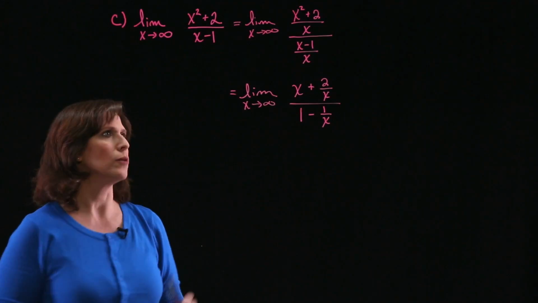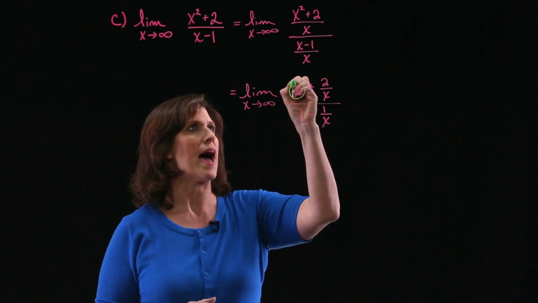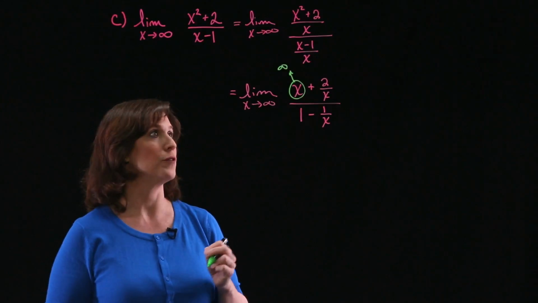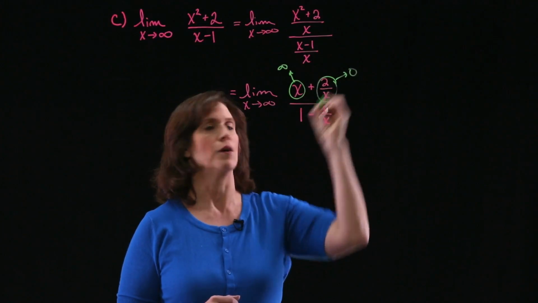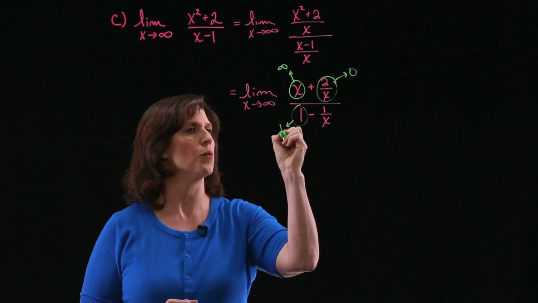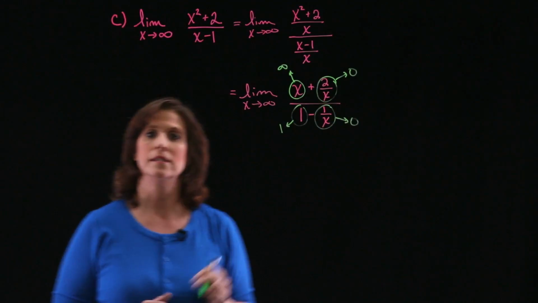Okay, let's see if that helped. As x gets really large, what happens to x? Well, it still gets really large. It goes off to infinity. But 2 over x goes to 0. The 1 goes to 1, and 1 over x goes to 0.